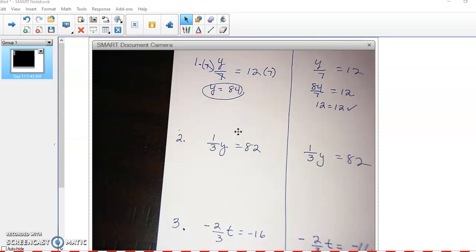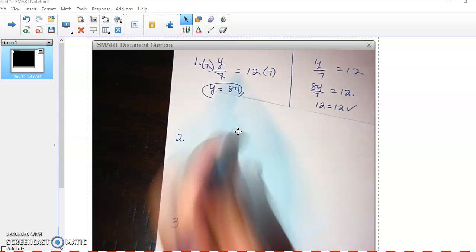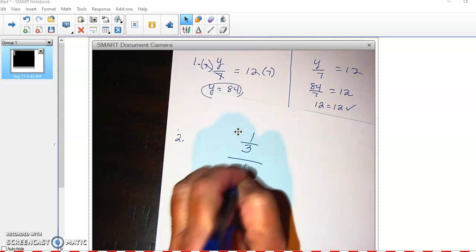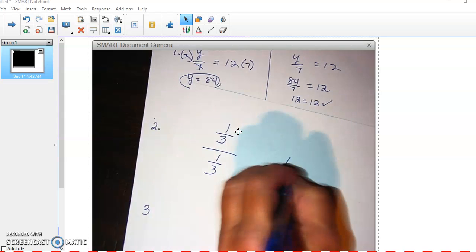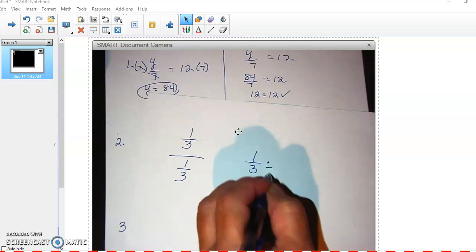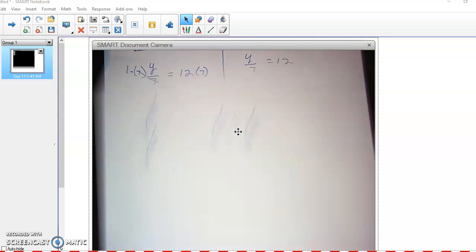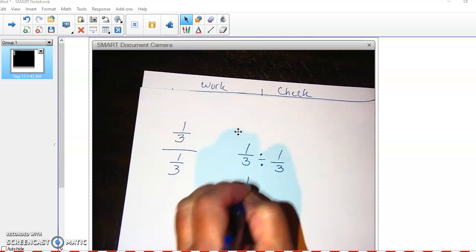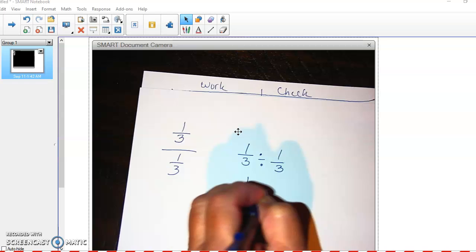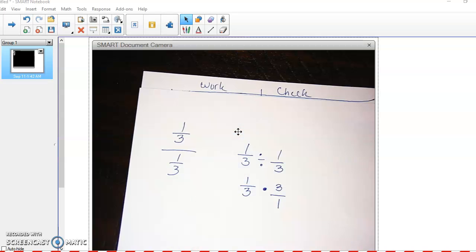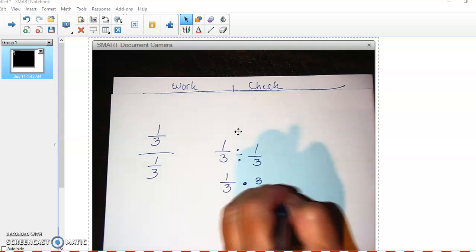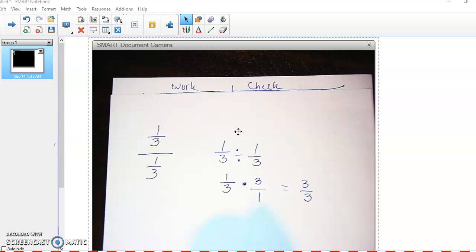The next problem, it says 1/3 y equals 82. So that is multiplication, so we're supposed to divide. So basically when you're dividing, let's look at this. If we said 1/3 divided by 1/3, and when you're dividing fractions, it's really multiplication. So you keep the first, then you change it to a multiplication problem, and you do the reciprocal, or it's called the inverse property. So that would give me 3 over 3, and that equals 1.